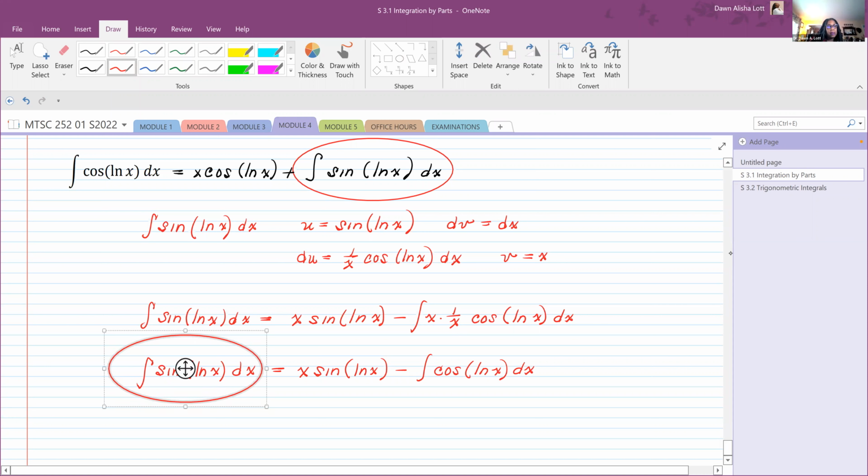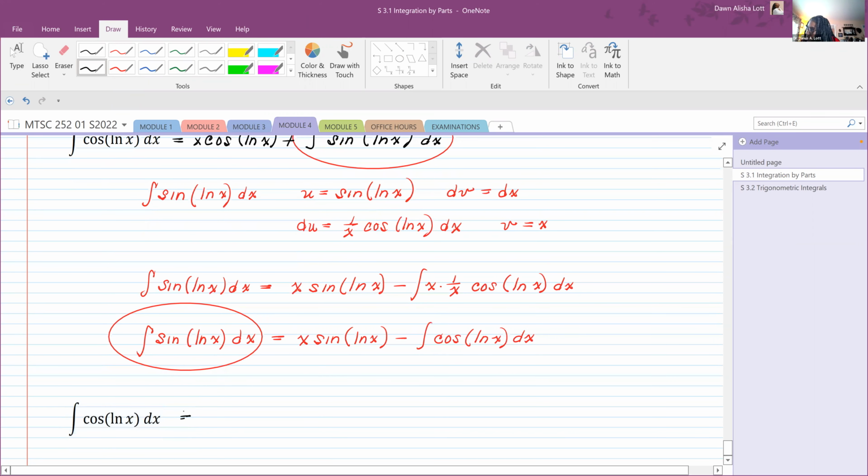So now I get the integral of the cosine of the natural log of x going to equal x cosine of the natural log of x plus x sine of the natural log of x minus this same integral. It pops back up when the cat chases its tail.